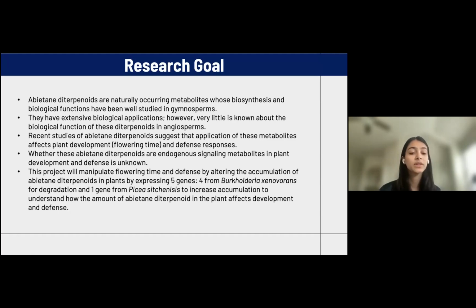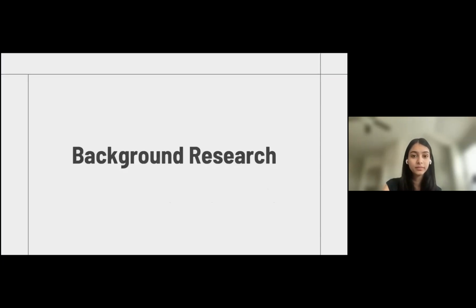So for this reason, this project will manipulate flowering time and defense by altering the accumulation of abietane diterpenoids in plants by expressing 5 genes: 4 from Burkholderia xenovorans for degradation, and 1 gene from Picea sitchensis to increase accumulation, in order to understand how the amount of diterpenoid in the plant affects development and defense.